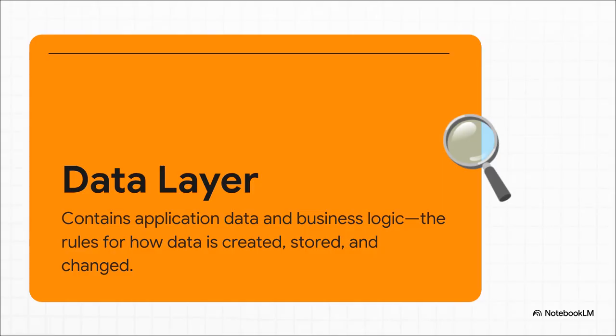So what is this kitchen in more official terms? Well, the data layer is the part of the app that holds all the data. And, this is the important part, the business logic. Now, business logic sounds kind of corporate and scary, doesn't it? But all it really means is the app's rulebook. It's the collection of recipes that dictate how data gets created, saved, and changed. It's the single source of truth for all things data.